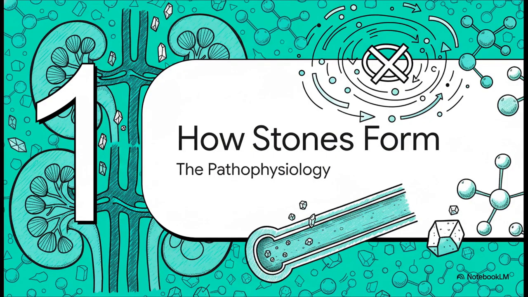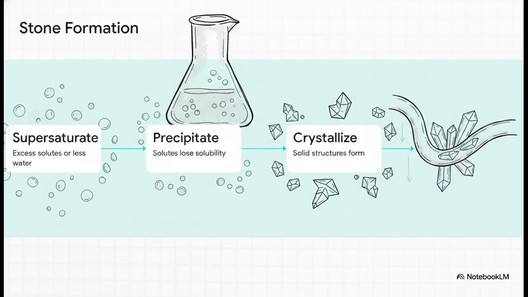All right, moving to Section 1, how kidney stones form. Let's walk through this chemical cause and effect chain, step by step. Imagine your kidneys functioning just like a giant chemistry beaker. First, you get supersaturation. This happens when you have a massive excess of solutes, like calcium or oxalate, or conversely, a severe lack of solvent. Usually that just means water from dehydration.